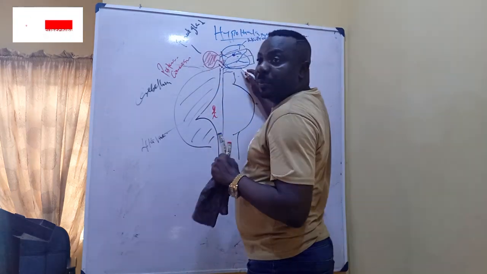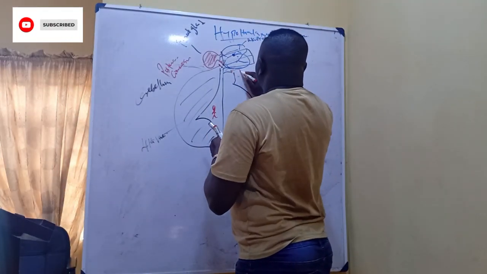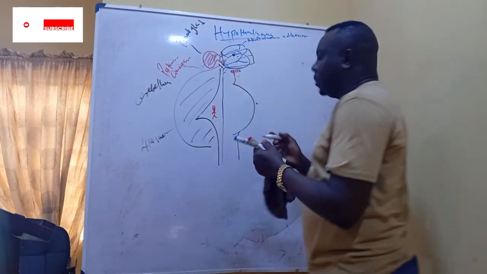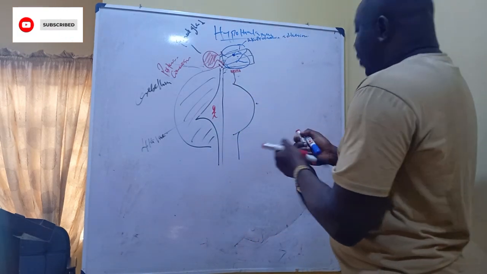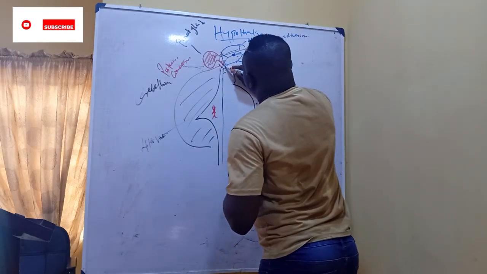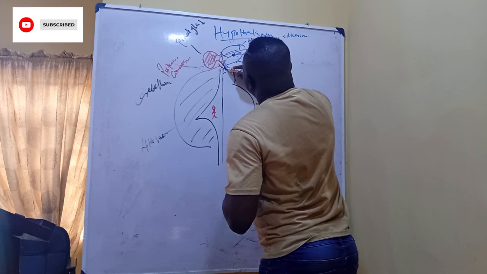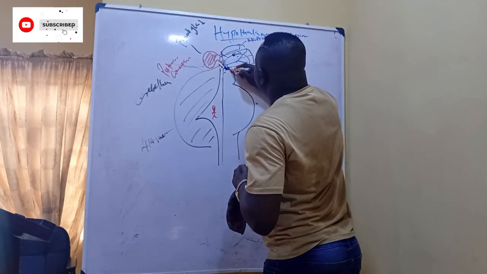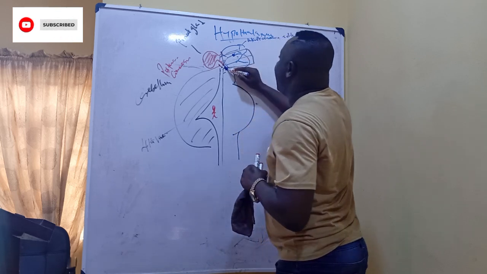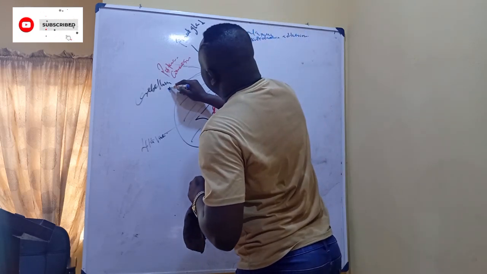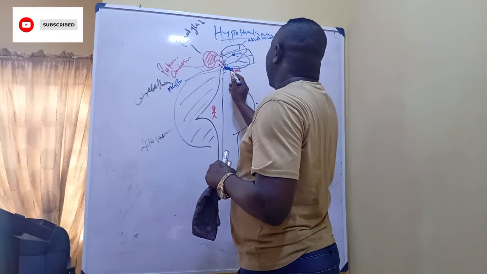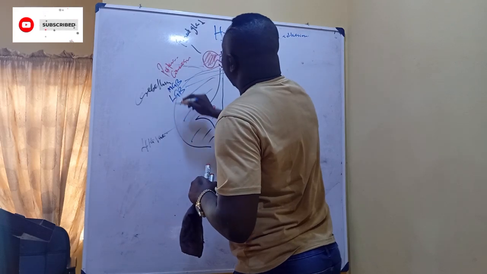Then below the thalamus, we have another diencephalic structure that is called the subthalamus. Now, by the side of the thalamus, we have two swellings, one at the medial portion and one at the lateral portion. The medial one is called the medial geniculate body. The one lateral to it is called the lateral geniculate body.